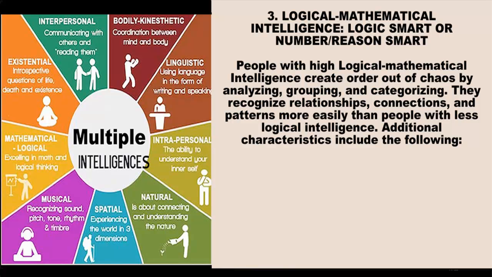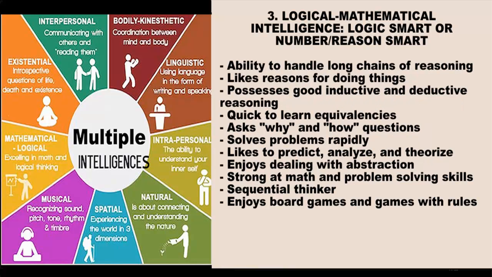Additional characteristics include the following: ability to handle long chains of reasoning, likes reasons for doing things, possesses good inductive and deductive reasoning, quick to learn equivalencies, asks why and how questions, solves problems rapidly, likes to predict, analyze, and theorize, enjoys dealing with abstraction, strong at math and problem-solving skills, sequential thinker, enjoys board games and games with rules.